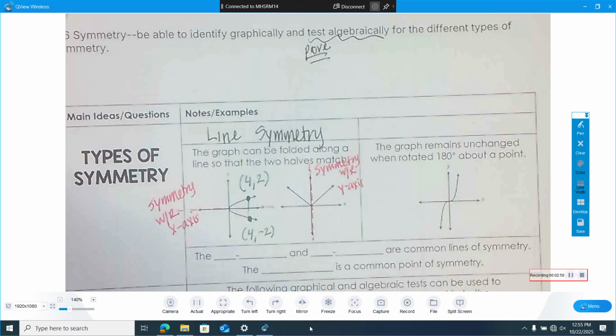With respect, because it's important. With respect, yeah. Referencing the y-axis, we could say y-axis symmetry. Symmetry across the y-axis. Lots of ways to say it. So with respect is another way to say it.